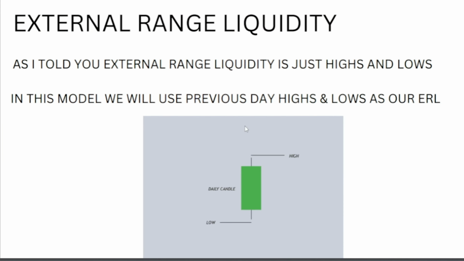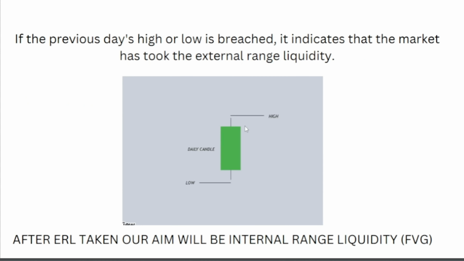As I told you in the previous video, external range liquidity is just highs and lows. In this video we will use previous day highs and lows as our external range liquidity. If the previous day high or low is breached, it indicates that the market has taken the external range liquidity. This is the previous day candle, this is the previous day candle low and this is the previous day high. After external range liquidity is taken out, our aim will be internal range liquidity, that is fair value gap.